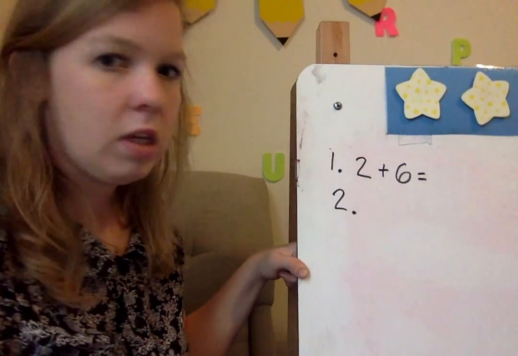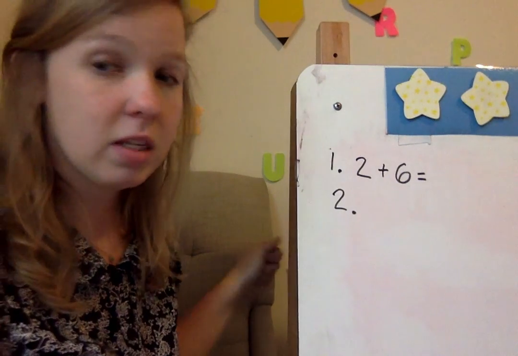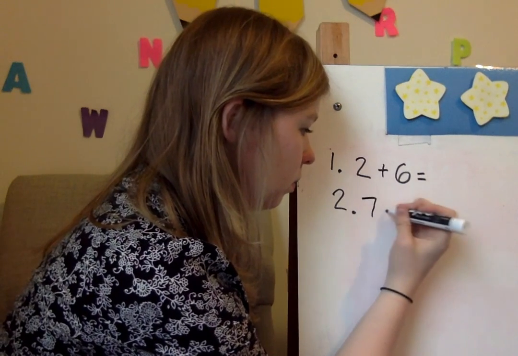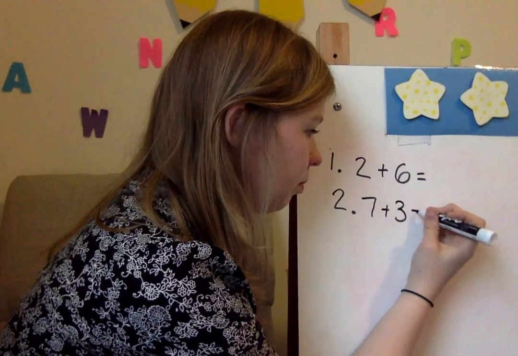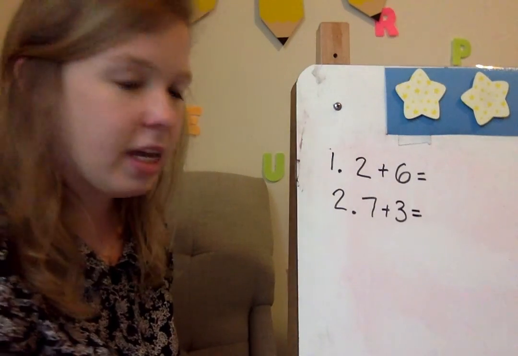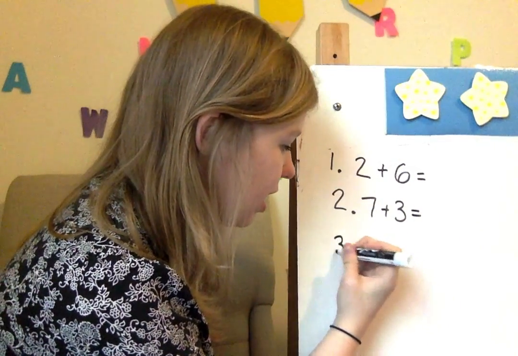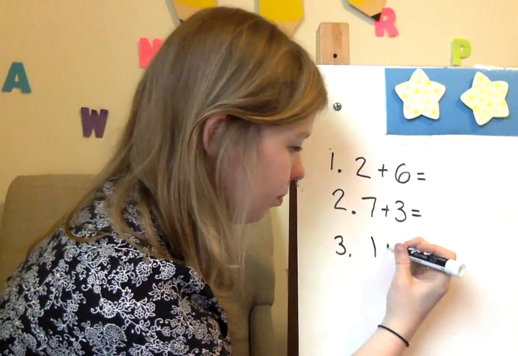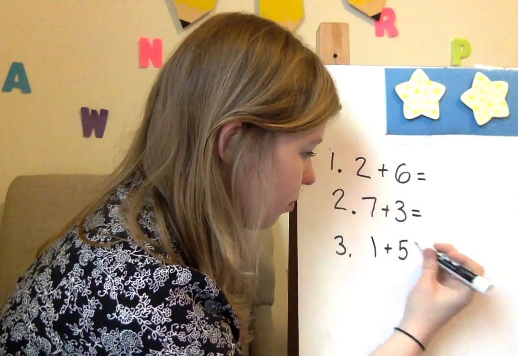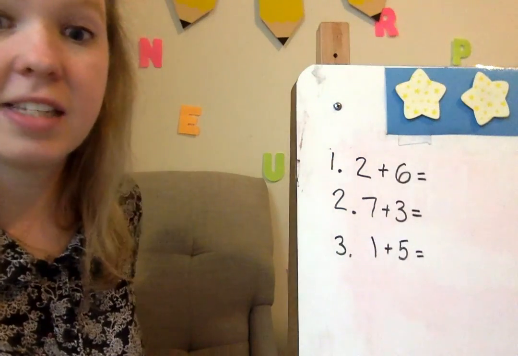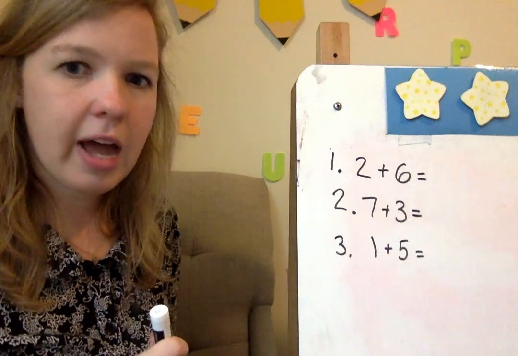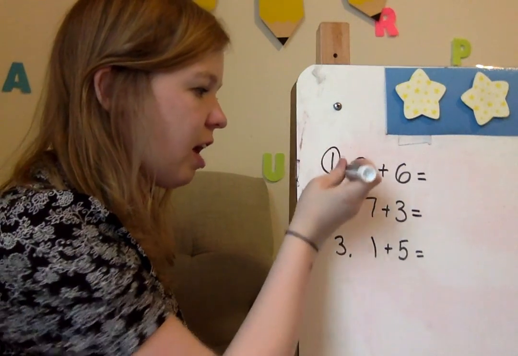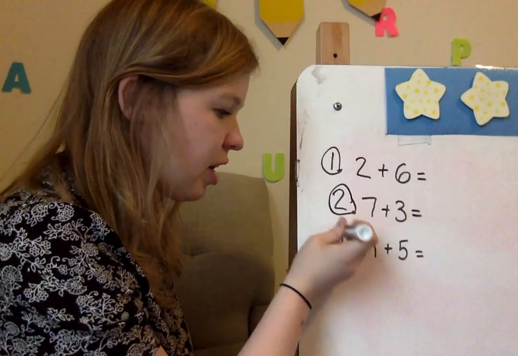Number 2, you can start writing these in your homework journal so that you can solve them today. 7 plus 3 equals, and then number 3 will be 1 plus 5 equals. So go ahead and put these in your homework journal. If you need to pause it now at the end to capture these equations, you can do that.